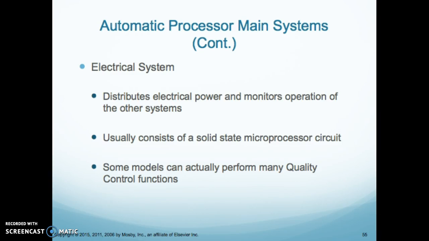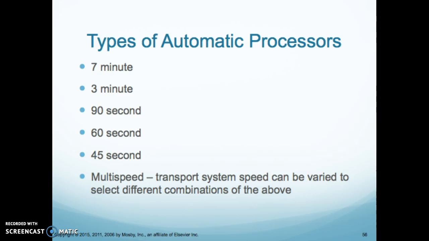The electrical system distributes electrical power and monitors the operation of other systems. It usually consists of solid-state microprocessor circuits. Some models can actually perform many quality control functions, which is great.